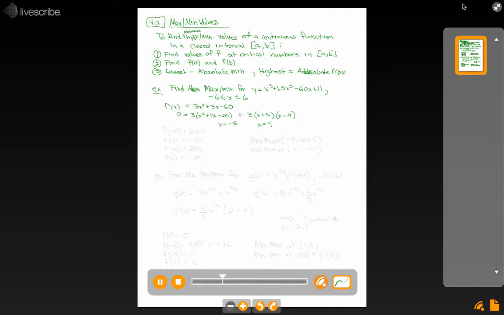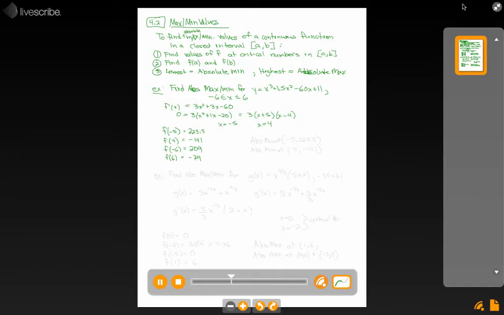And so really I just look and I say, what's f of -5? What's f of 4? What's f of -6? And what's f of 6? Because those are the ends of our interval, and whatever the highest one of those numbers is my max, and whatever the lowest one is my minimum. It takes a second to crunch those numbers.